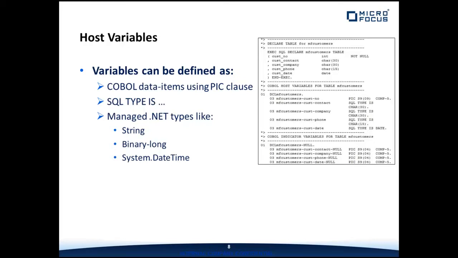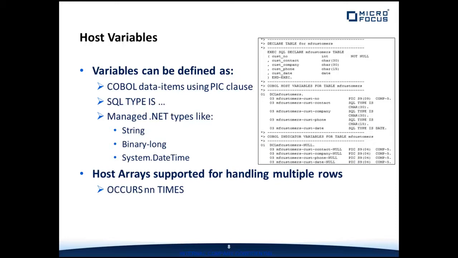In addition, for .NET managed code applications, you can also specify host variables using .NET data types like string, binary, long, or System.DateTime. Data types used must be compatible with the actual column definition in the table, as data is mapped between the two as statements are executed. There is a list of compatible data type definitions in the reference section of the Visual COBOL Database Access documentation.